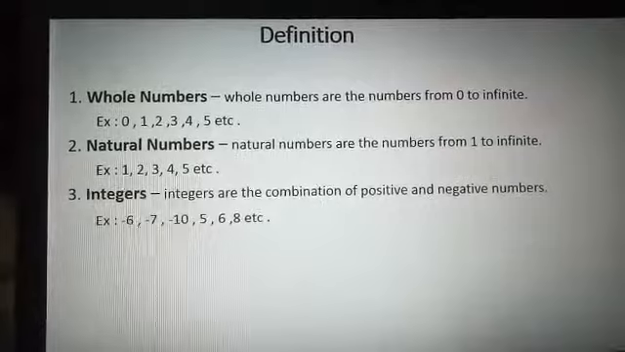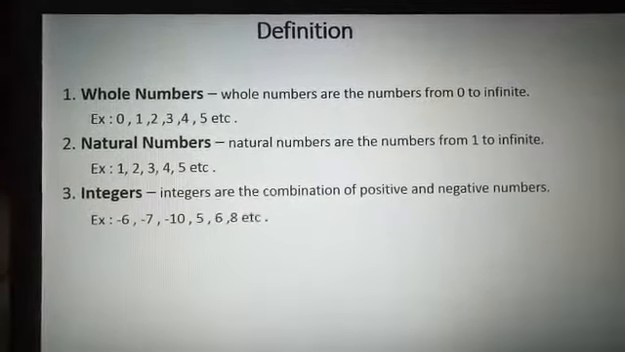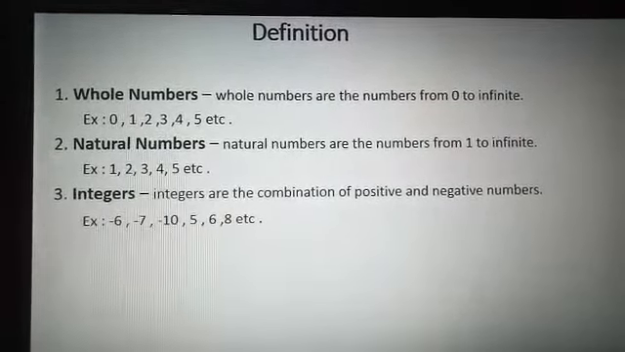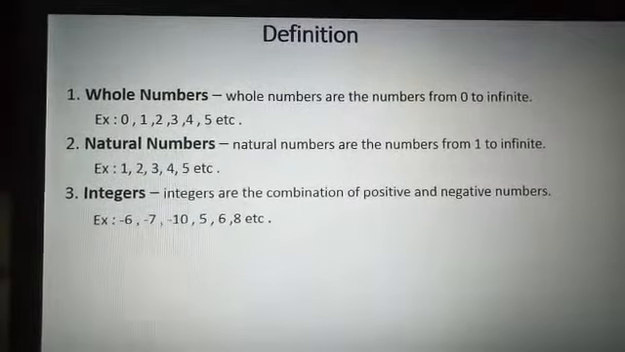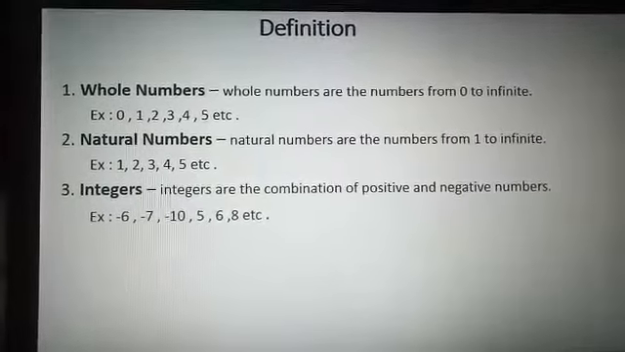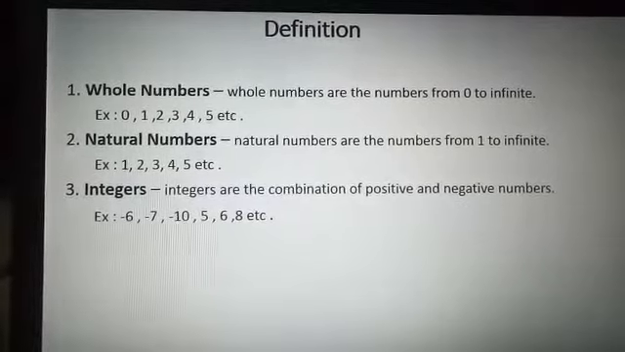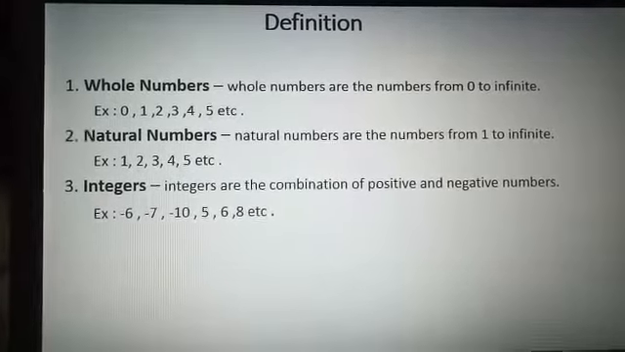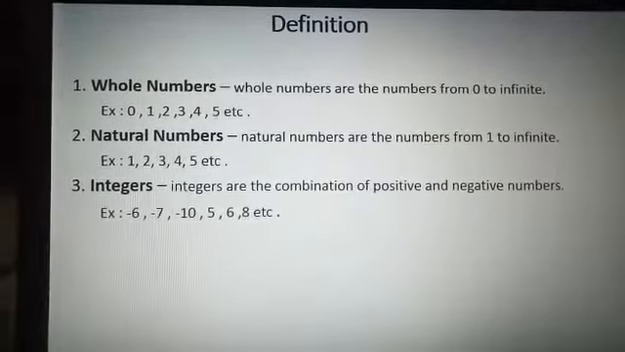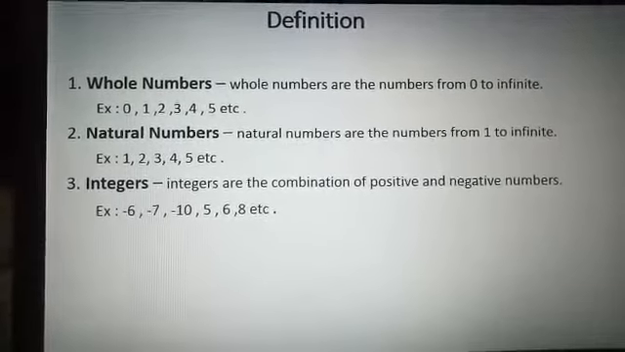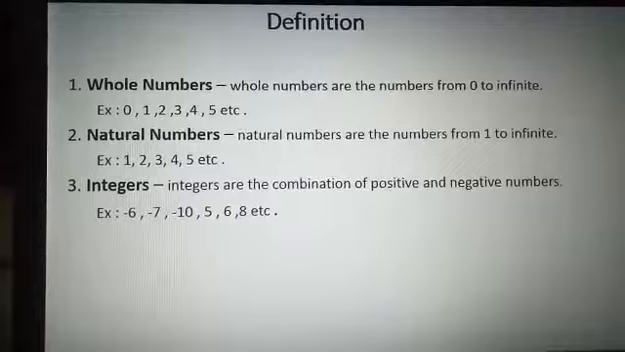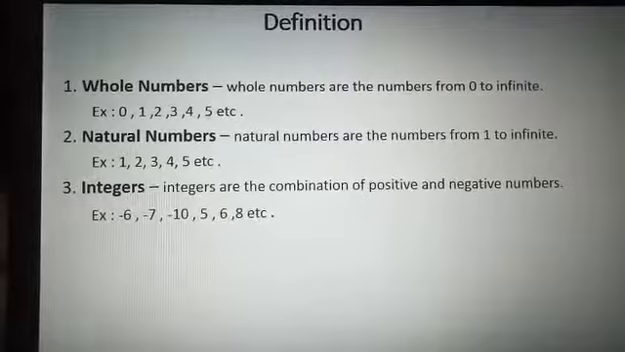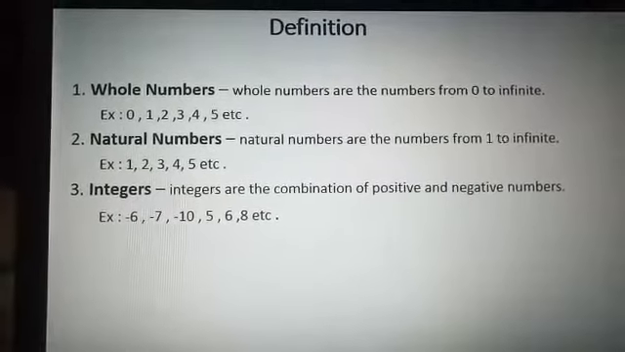The lesson is integers. I have given the definitions of whole numbers, natural numbers and integers. Whole numbers are the numbers from 0 to infinity. I have given the example also: 0, 1, 2, 3, 4, 5, etc. That means the numbers which start from 0 are called whole numbers. Next is natural numbers. Natural numbers are the numbers from 1 to infinity. That means the numbers which start from 1 are called natural numbers.